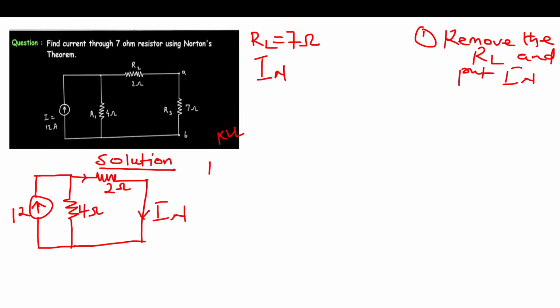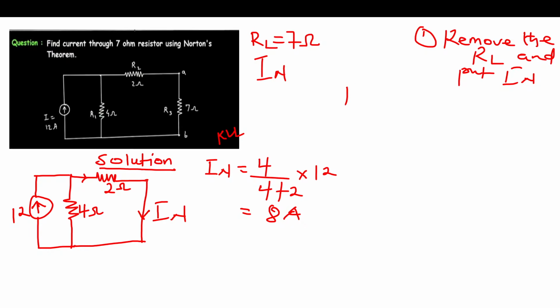You can say that IN here is equal to, now we consider the other resistor inside that parallel connection, so 4 over 4 plus 2 times the total current, which is being divided, 12. Okay, so what do we have for IN? 8 amperes. I hope you all get it. That is it for IN.